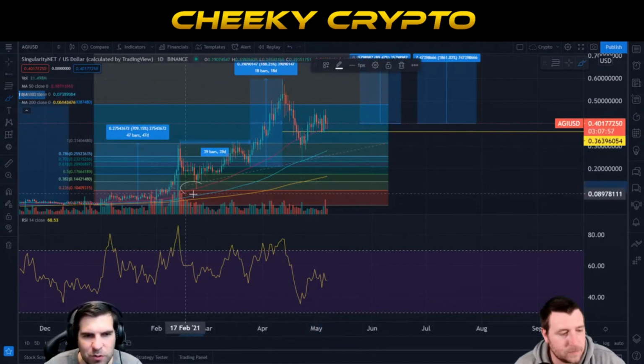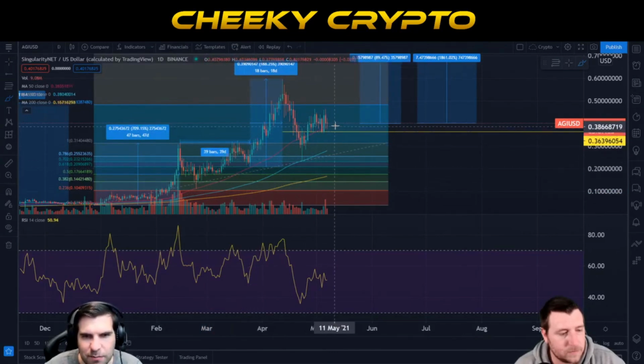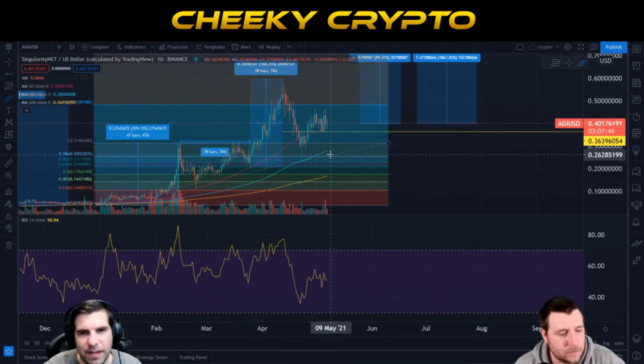Since then, we have had this 50 moving average also following suit. This 50 moving average was an area of support over here. It was an area of support just here. And most recently, it's been an area of support yesterday. So we're hoping that that continues.